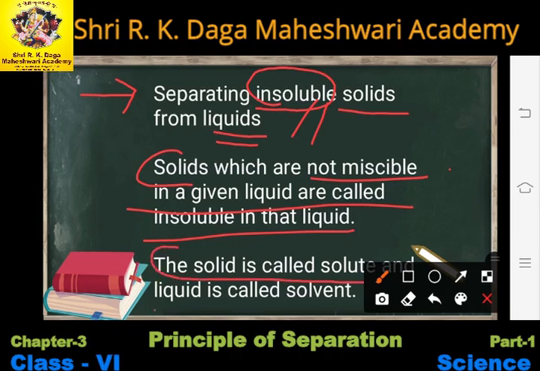The solid is called solute while the liquid is called solvent. Students, the thing that we have mixed in the liquid is called the solute, while the thing in which we have mixed our solute is called solvent, right? For example, we have added rice in the water, so rice is called solute while water is called solvent. In the further slides we are going to study how we can separate solid from the liquid, right?